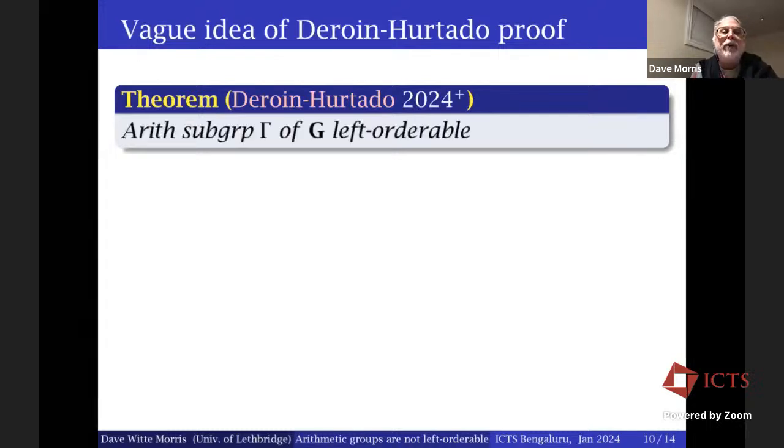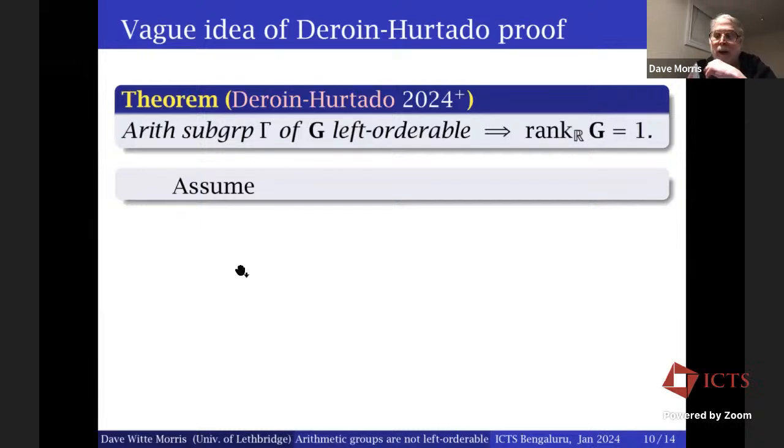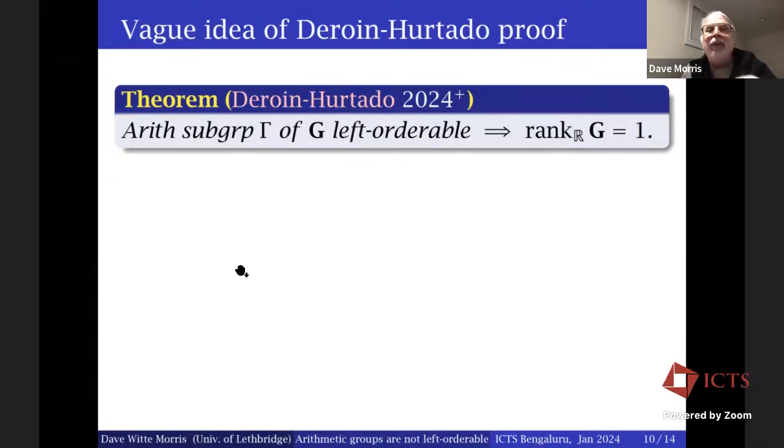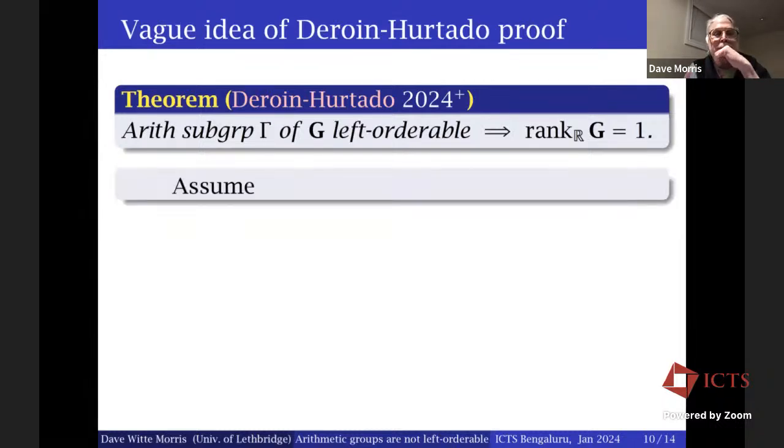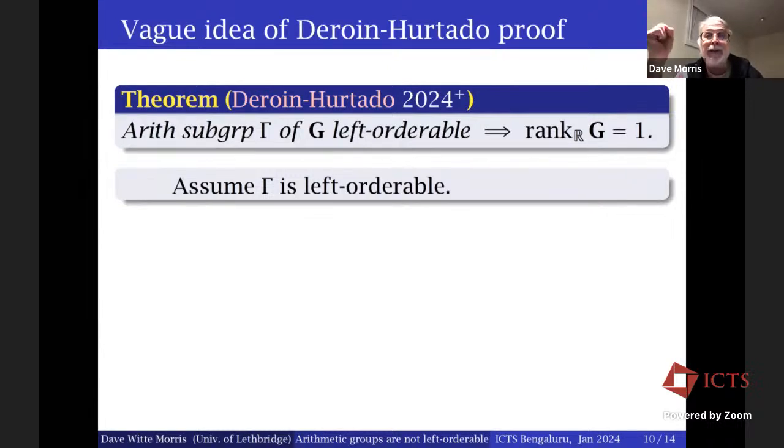Okay, so remember what I'm proving is the conjecture, which is that if an arithmetic subgroup is left-orderable, then the real rank has to be 1. So in order to prove this theorem, obviously, we're assuming that gamma is left-orderable. I didn't write it down here, but I'm going to assume that the rank is bigger than 1 and get a contradiction. That's the way the proof goes. So suppose the group gamma is left-orderable, but G has higher rank. Let's see that that can't be true.